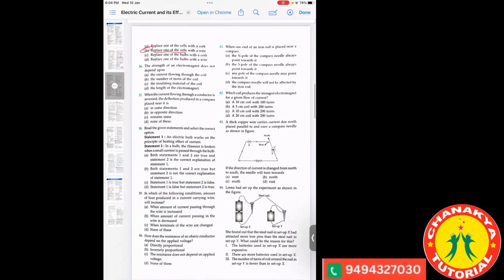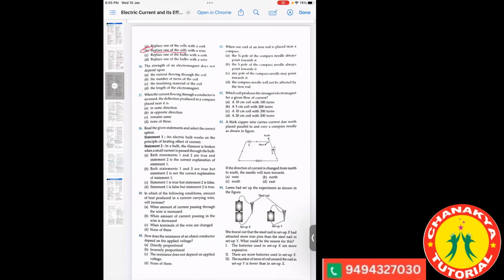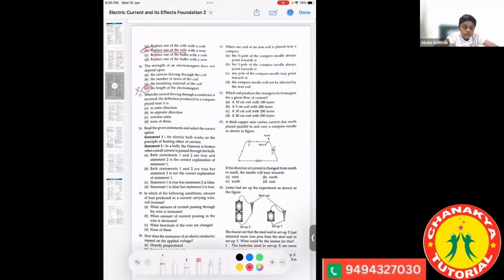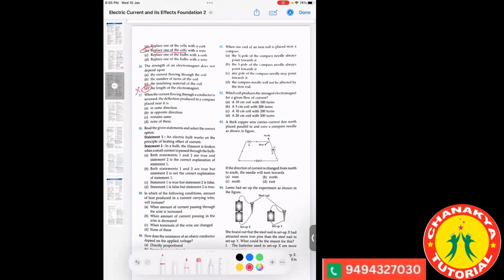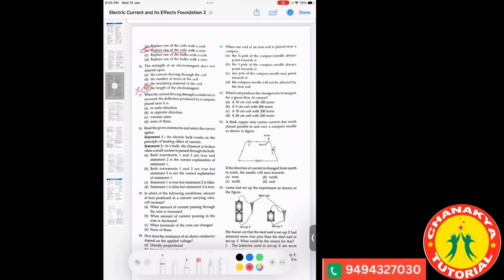Question number 36, Kritvik. The strength of an electromagnet does not depend upon. I wrote option D. For question number 36, you have written D. Yes, ma'am. It is wrong. Any other answer, Anubhav, Yashwant, and Varshit, do you have? Ma'am, I think it is option number C. Yes, it is option number C.